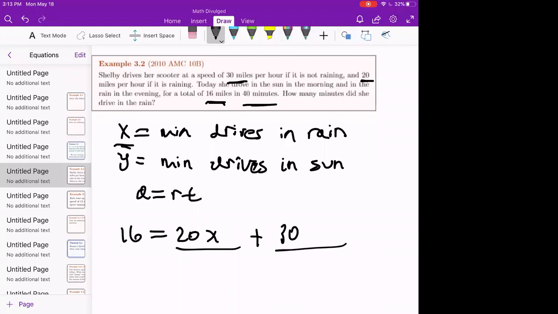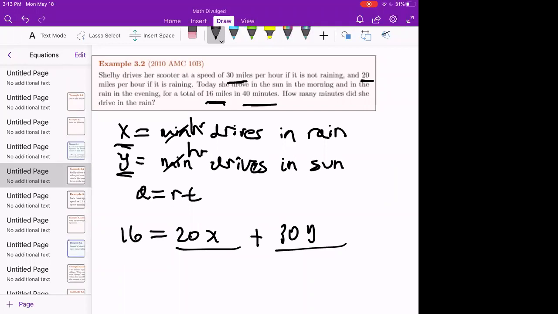And the time she drives is going to be y. Also, let me make a correction real quick. This x and y here, it's actually not minutes. We're going to actually have to represent these in hours. The reason for that is because the problem gives us the speeds in 30 miles per hour instead of minutes. So we're going to have to convert the times from minutes to hours in order to properly have the times match up. So this is one equation.